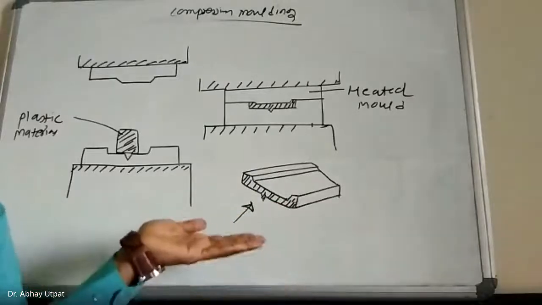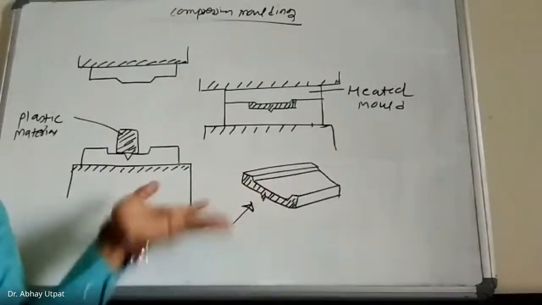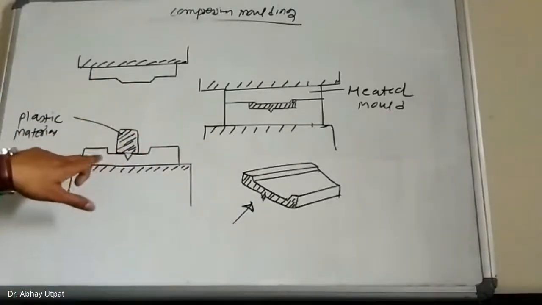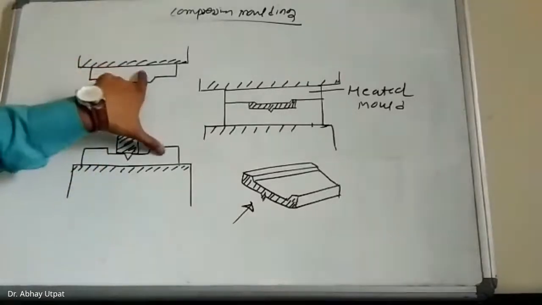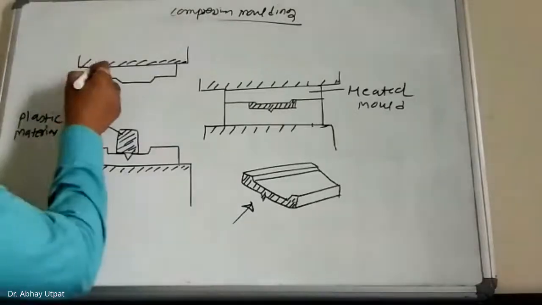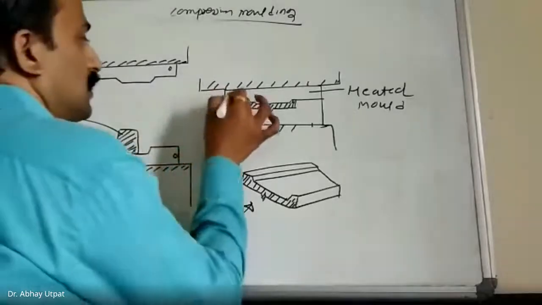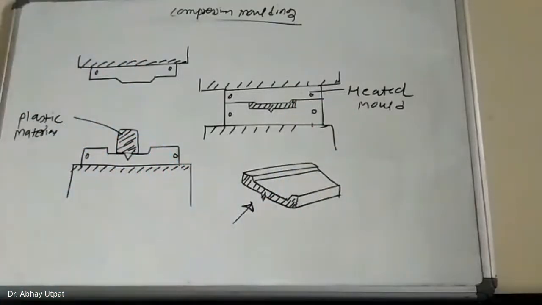So what are the usual applications for compression molding? The shapes which are similar to this. So I repeat once again, there are two steps in compression molding. First one is preheating and second one is pressing. The component is kept here in the bottom die. You can see it as a female die. And then there are heaters. You can see this symbol. Mold heaters are there, so you can provide the heating operation.